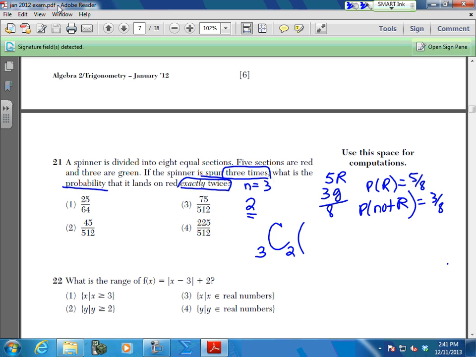So you want to be successful. 5 out of 8, you want 2. 3 out of 8, you want 1. And just put it in your calculator. And flip it back to a fraction.